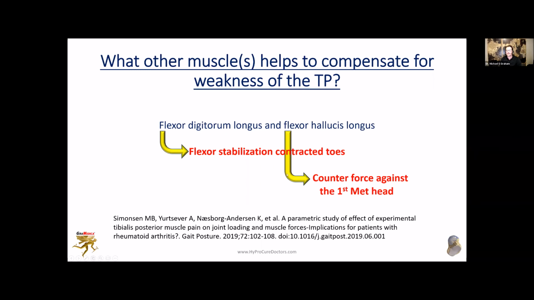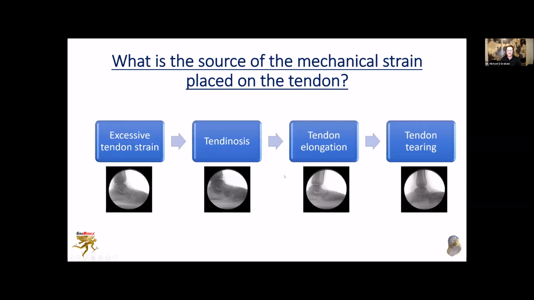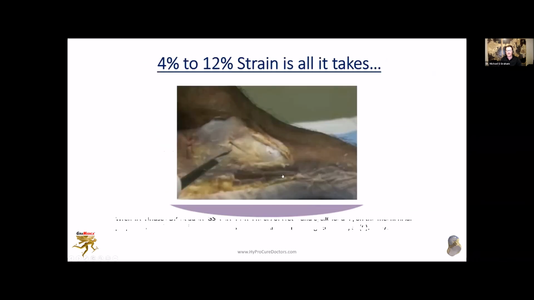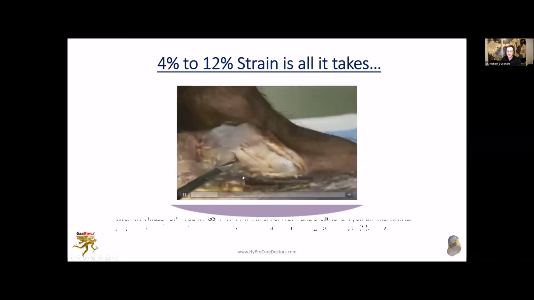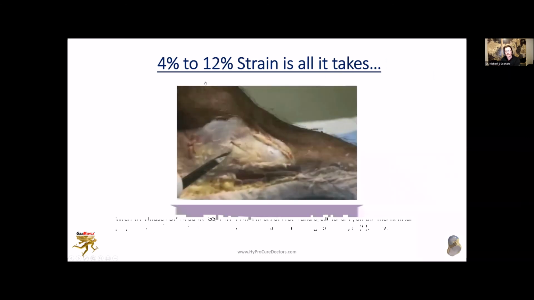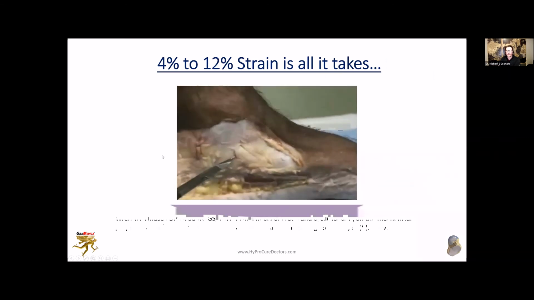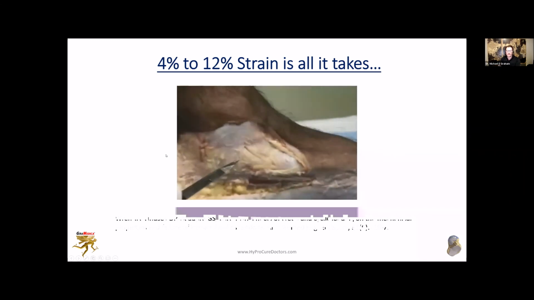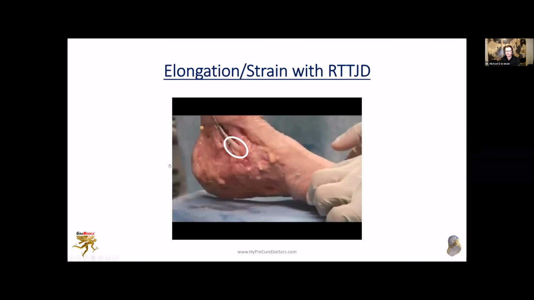So that's why this is a really complex disease process. So we have so many different things that are going on leading to that strain. So this study back in 2003 showed that it only takes about a 4 to 12% strain that will then turn a healthy tendon eventually into that diseased tendon.